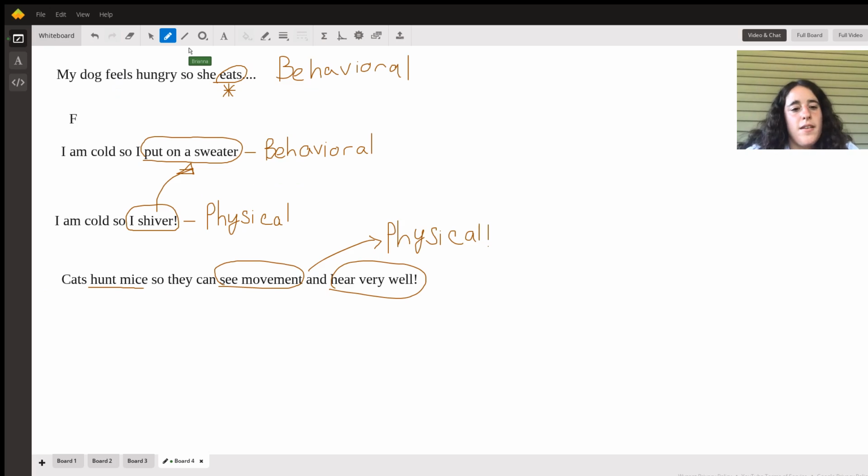What about this one? A fish lives in water, so it has gills. This one, gills, this is a physical trait of the fish. It can't change the fact that it has gills. I can't grow gills because I want to. It's a physical adaptation. It's a trait that makes a fish a fish.